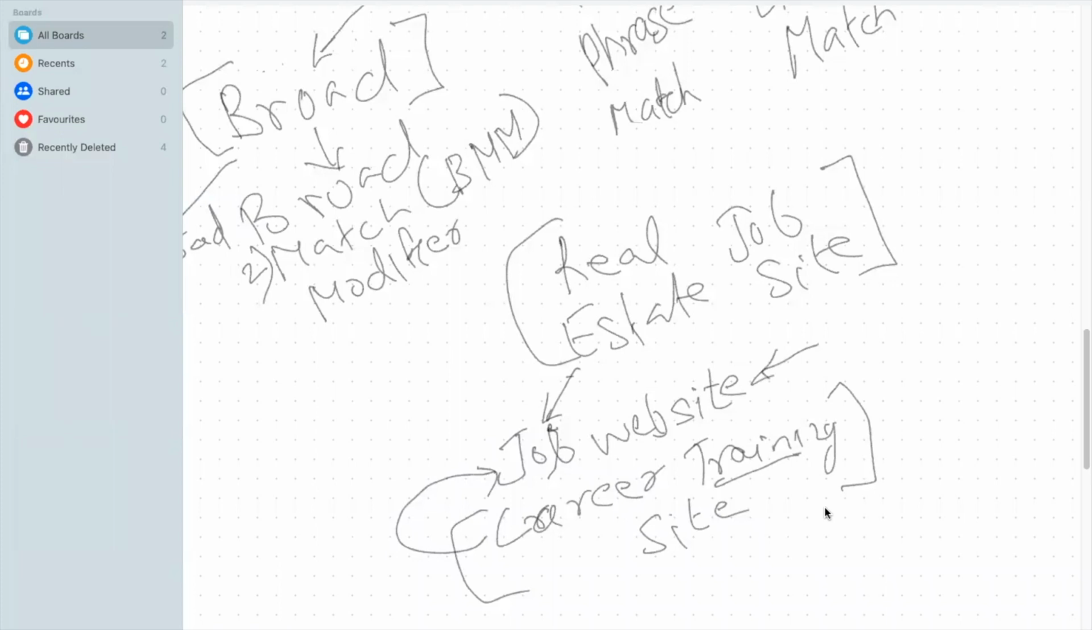Yes, correct. That is why, to put a little bit of condition so that we may not get all irrelevant traffic, BMM was introduced in broad. So what does BMM say? Okay, let us look at another term. Let us say career job website or something like that.